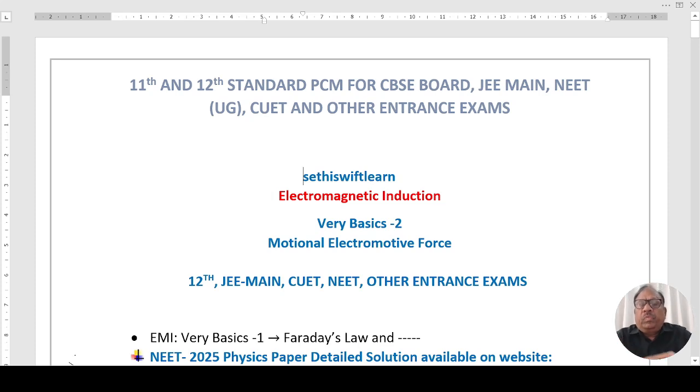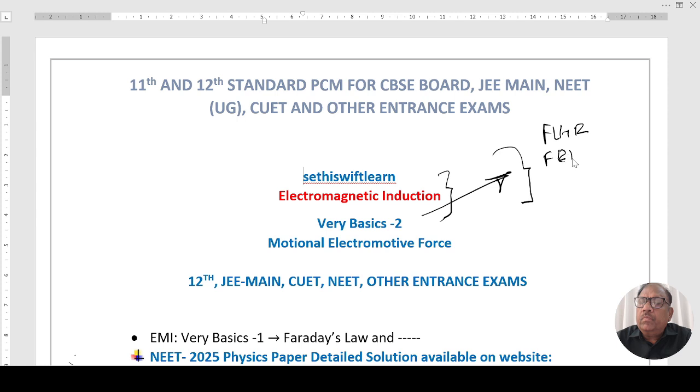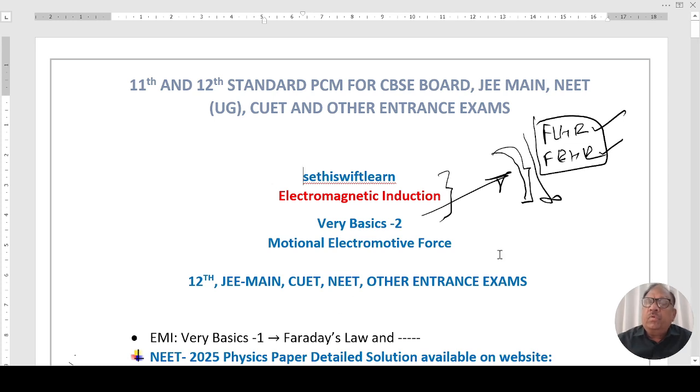Hello students, in today's session of electromagnetic induction, the very basics of motional EMF, motional electromotive force, will be cleared through illustrations along with a comparison between Fleming's left hand rule and Fleming's right hand rule. We will also discuss when each is applicable. Please go through the complete video. Each and every point is very important from the entrance point of view as well as for school exams.